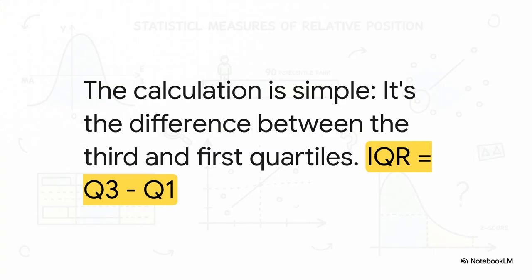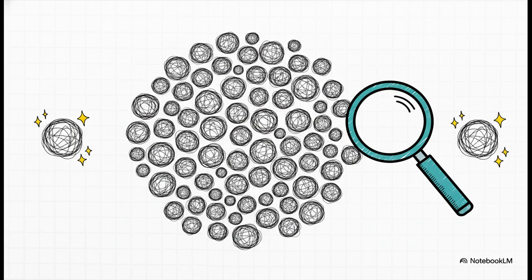And the calculation? It could not be easier. You just take the third quartile, Q3, and you subtract the first quartile, Q1. That's it. The number you get is the spread of that middle chunk of all your data. But just measuring the spread is kind of the opening act. The real magic of the IQR is how it helps us systematically find outliers. Those are the data points that just don't seem to fit in. They could be mistakes, or they could be the most interesting part of your whole data set.